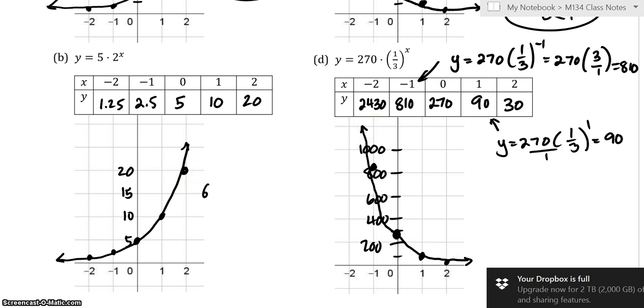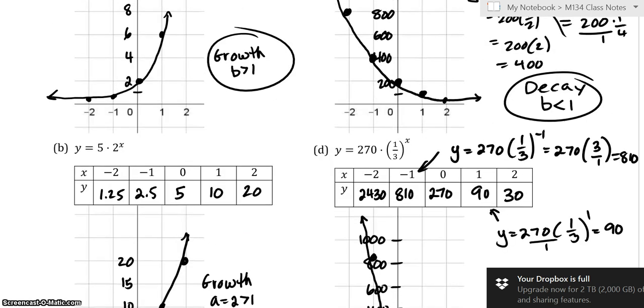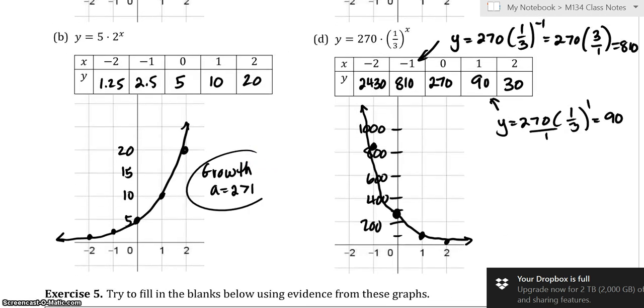So again, this is a growth. You can see it's getting bigger, and the a equals 2, which is bigger than 1. Did I say bigger than 1? Yep, great. That's that one.